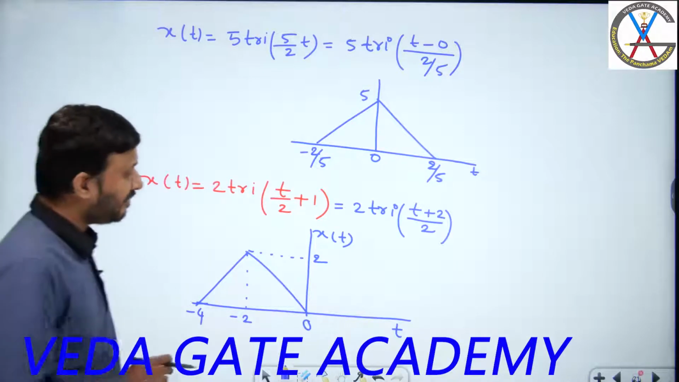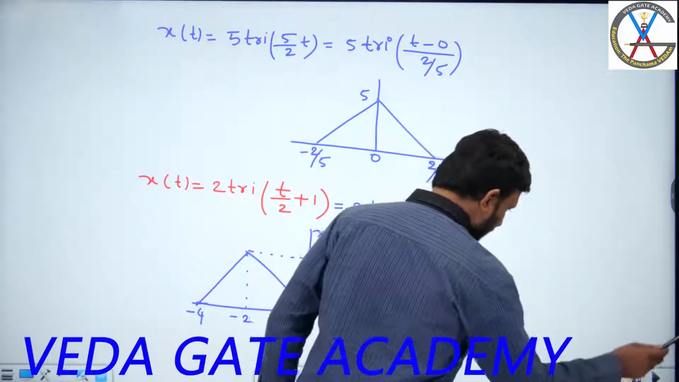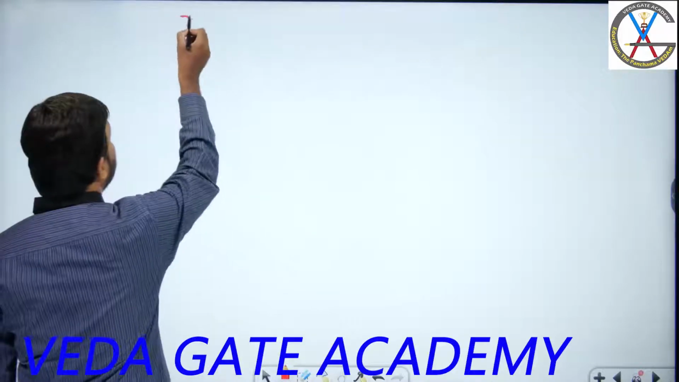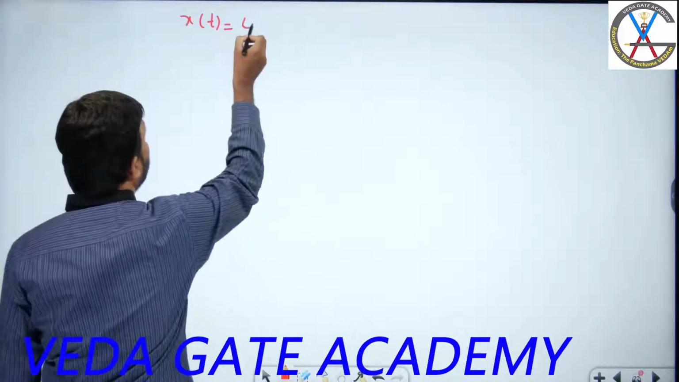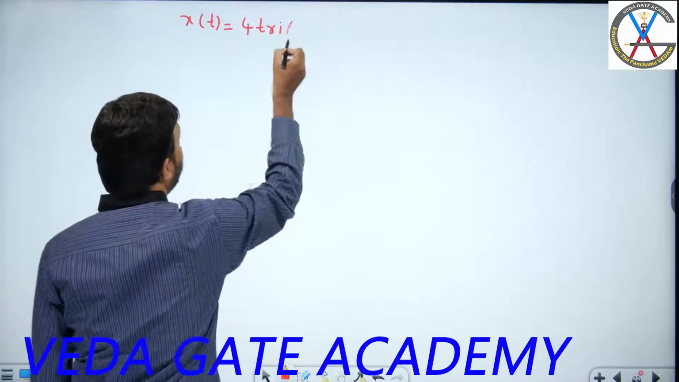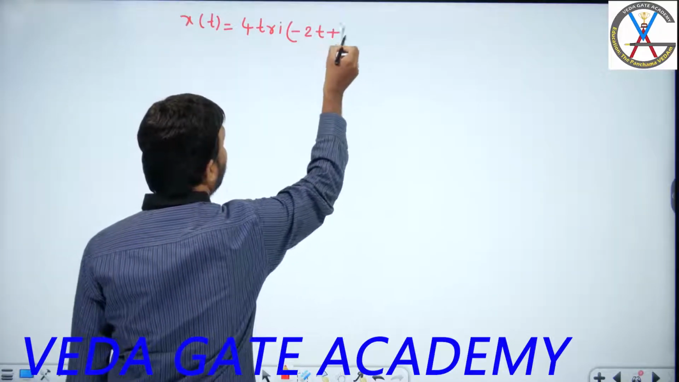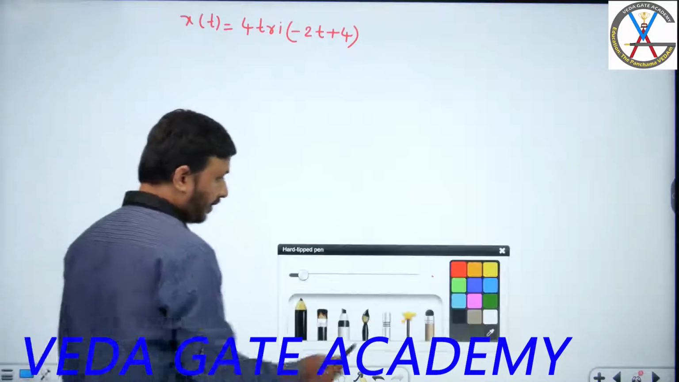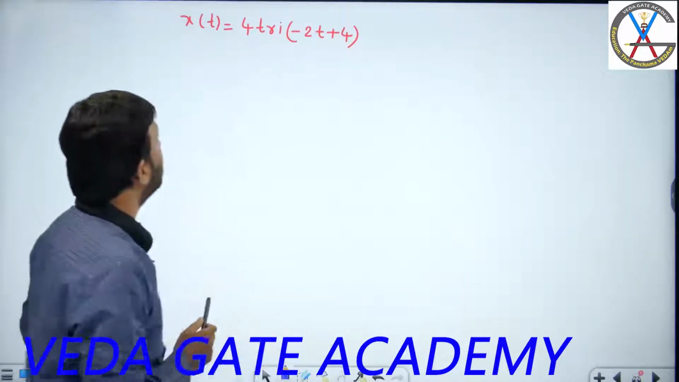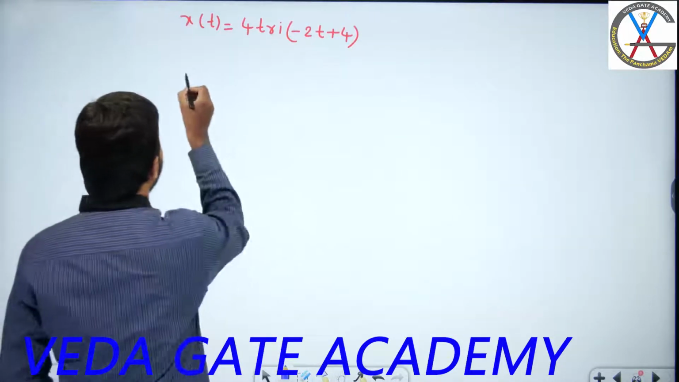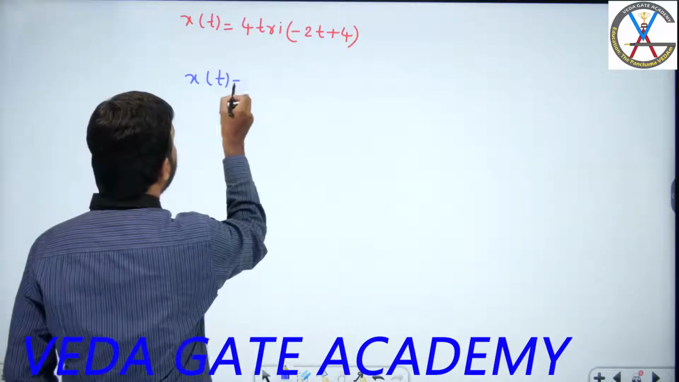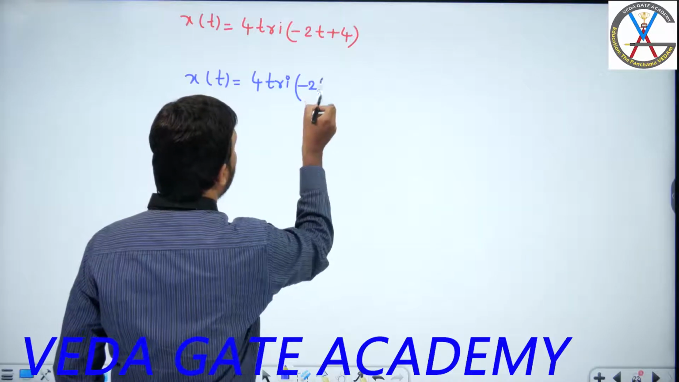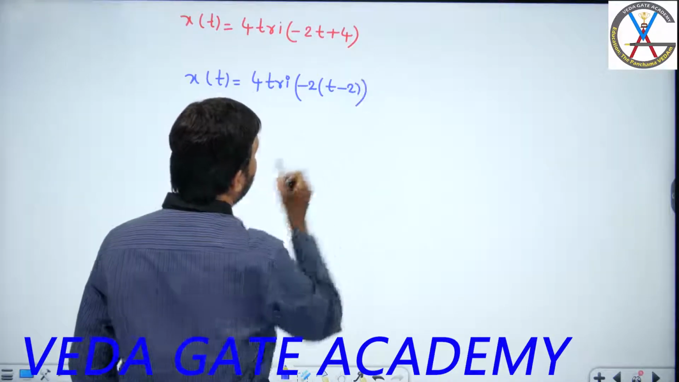Right? And suppose I ask you one more: x(t) is equal to 4 tri of minus 2t plus 4. 4 tri of minus 2t plus 4. How are you going to solve this one? Here, I can simplify this as x(t) is equal to 4 tri of, take minus 2 common, t minus 2.